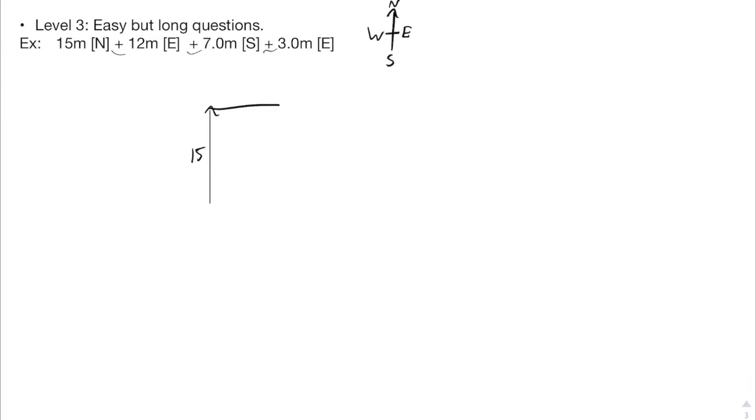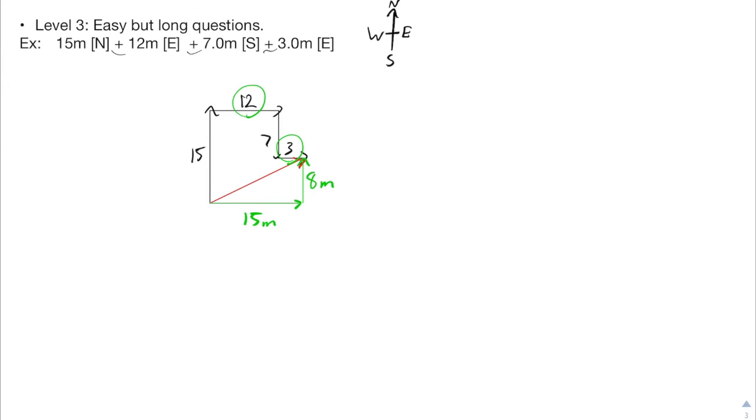So we have 12 meters to the east, we have 7 meters south, and we have 3 meters to the east. Next, we will draw our resultant vector from the very beginning to the end of our last vector. Now, using geometry, we will solve for our resultant vector. Here, we can see that the x component of our resultant vector is simply 12 plus 3, and we get 15 as our x component. The y component of our vector is simply 15 minus 7, which gives us 8 meters. So our two sides are 15 meters and 8 meters.